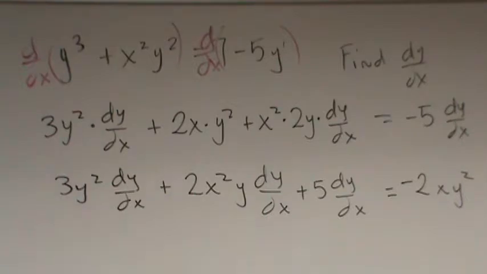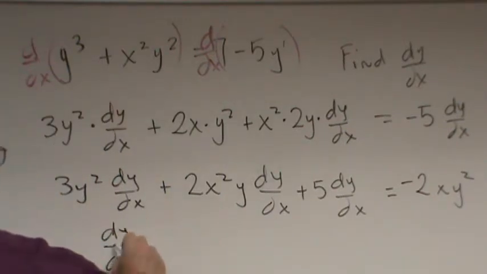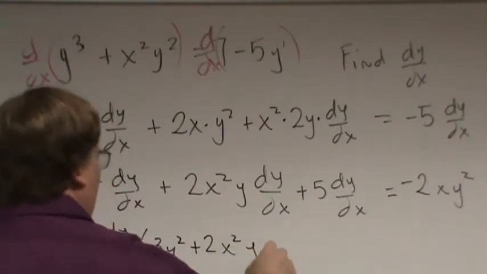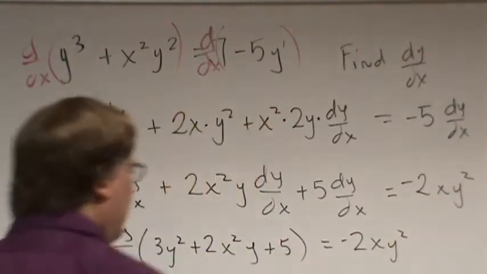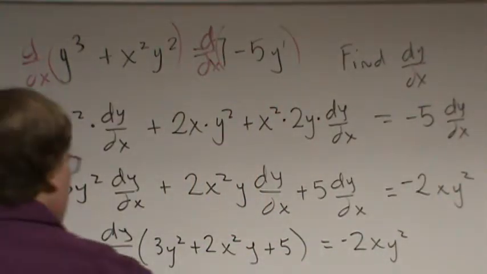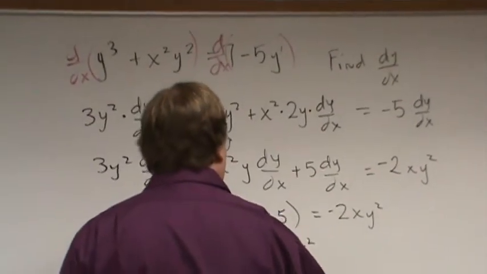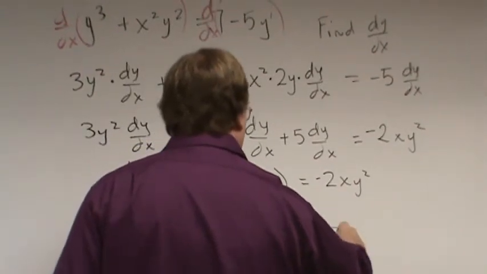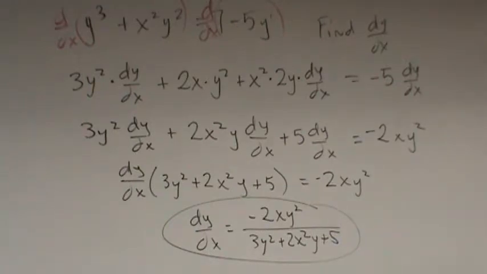Yeah, I gotta tell you, you're going to have to be really careful with your algebra on these types of problems. And then I'm going to factor the dy dx out. So I got dy dx times (3y squared plus 2x squared y plus 5) equals negative 2xy squared. And then finally, I solve for dy dx. dy dx equals negative 2xy squared over 3y squared plus 2x squared y plus 5. Ta-da! There it is. There's your expression of y prime.